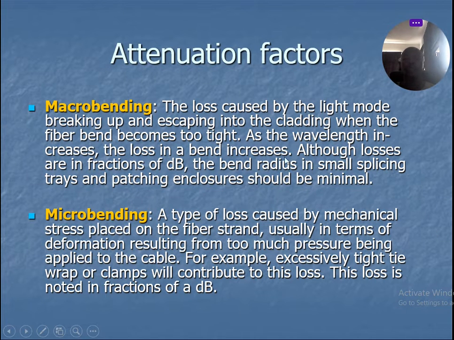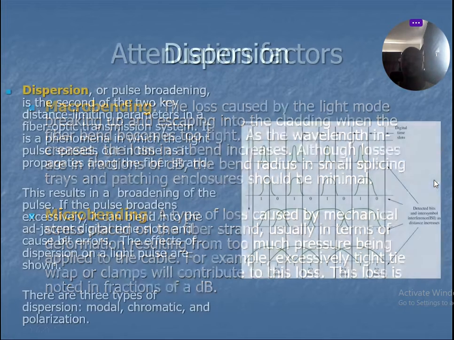Now, we say there are 2 distance limiting factors in optical fiber transmission. The first one was attenuation. The second one is dispersion. Now let's go to dispersion. Since we've looked at attenuation, its meaning, and the 4 factors that cause attenuation in signal transmission in optical fiber, let's take a look at dispersion.